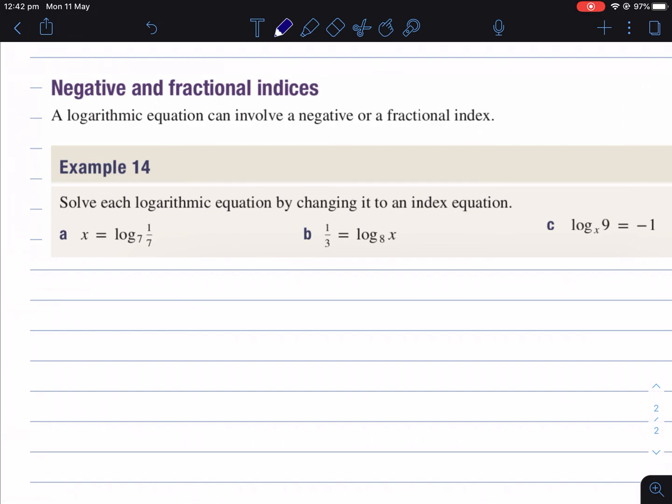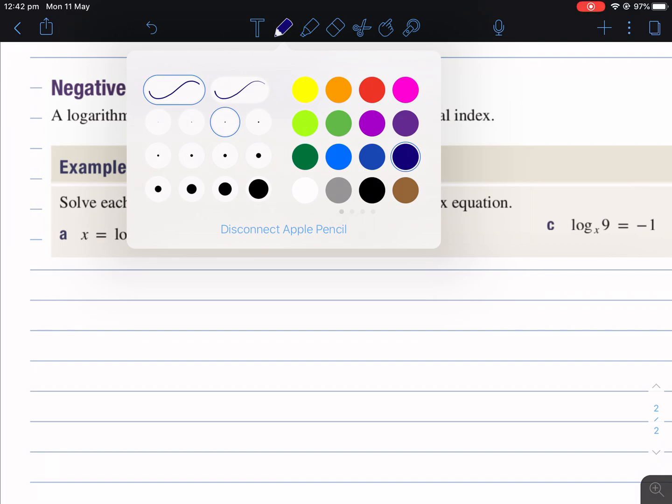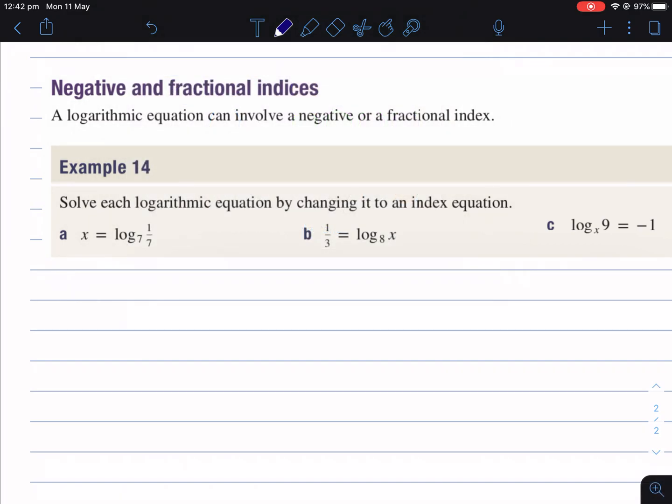Now, it doesn't matter if they're negatives or indices. So this is the same as saying 7 to the x equals 1 on 7, yeah? So this 7 is this one. The 1 on 7 is here.